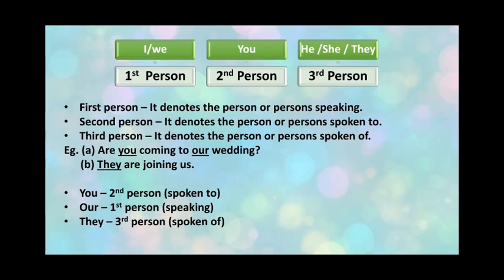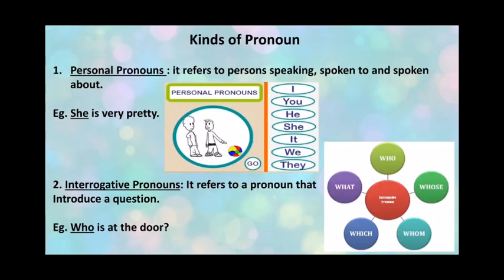So children, now let's do kinds of pronouns. So first is personal pronouns. It refers to persons speaking, spoken to, and spoken about. So children, there are a number of personal pronouns like I, you, he, she, it, we, and they. For example, she is very pretty. So in this sentence, we have she as the personal pronoun.